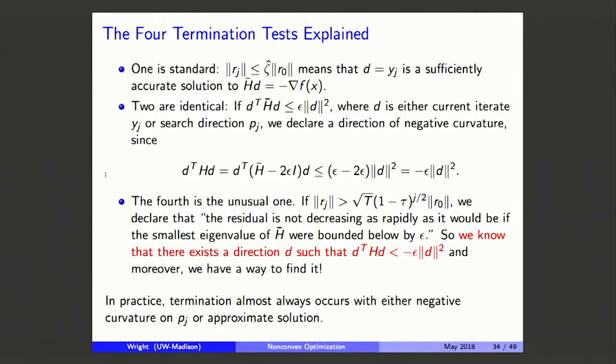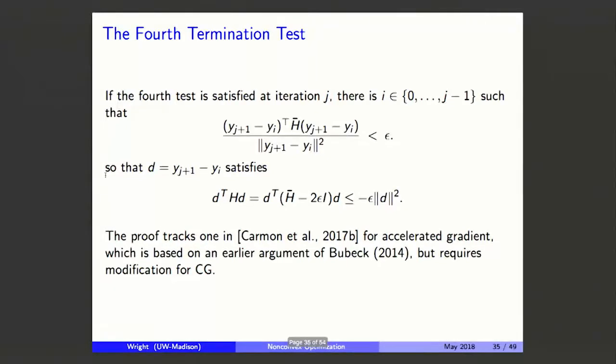So there are these four termination conditions, and these are the respects in which it's different from conjugate gradient.